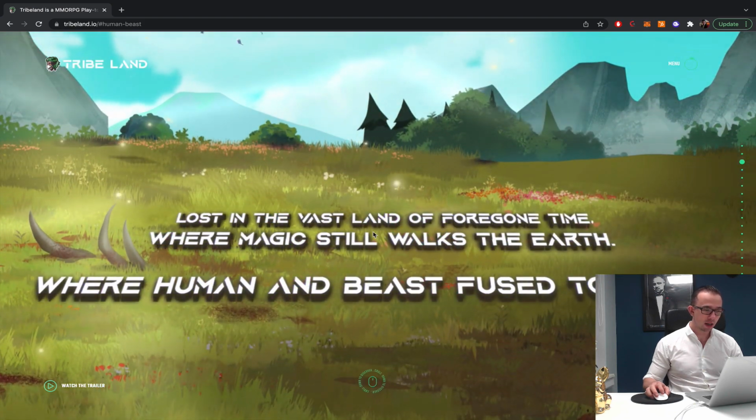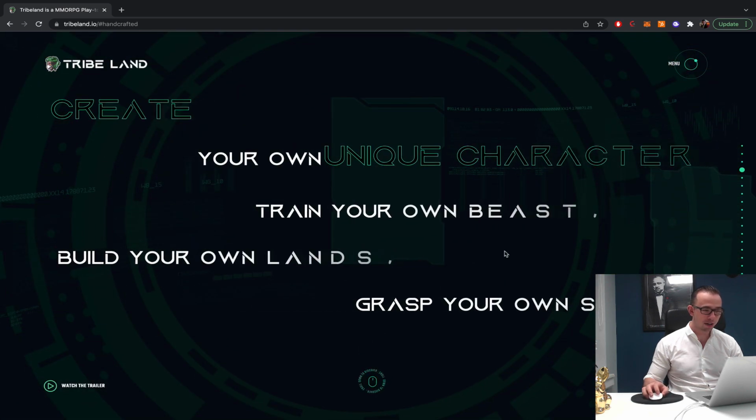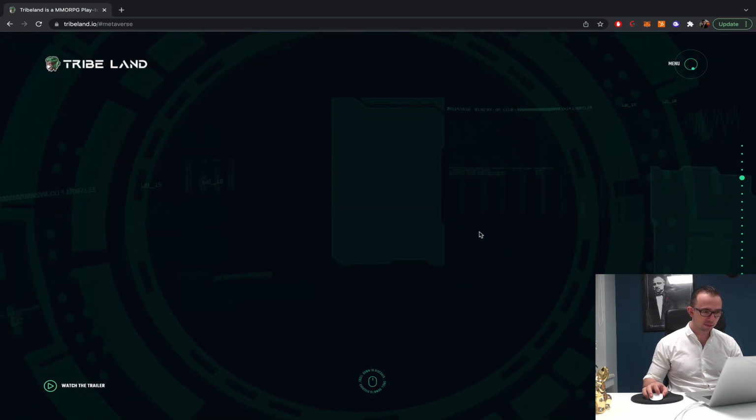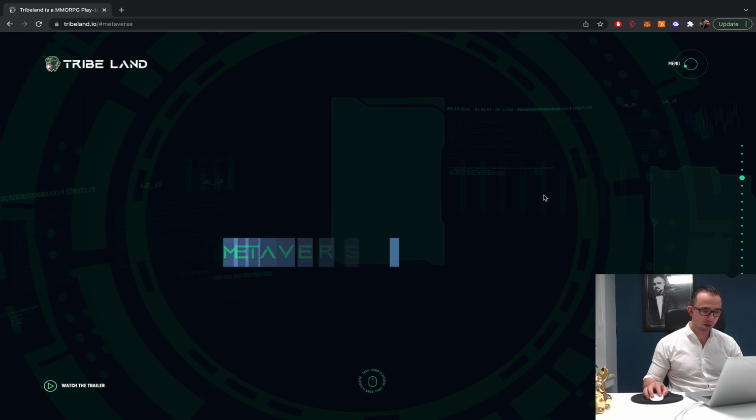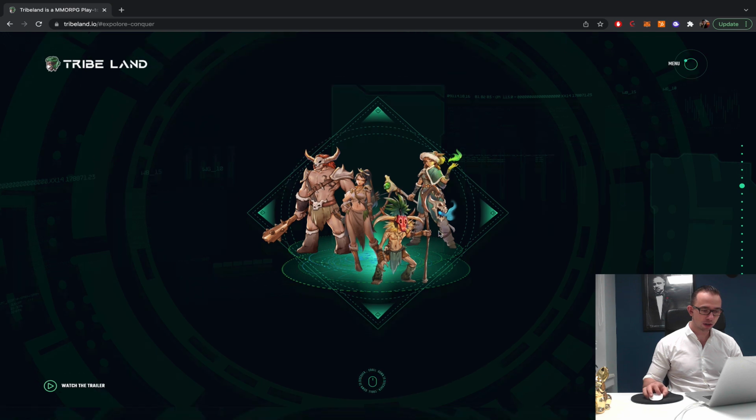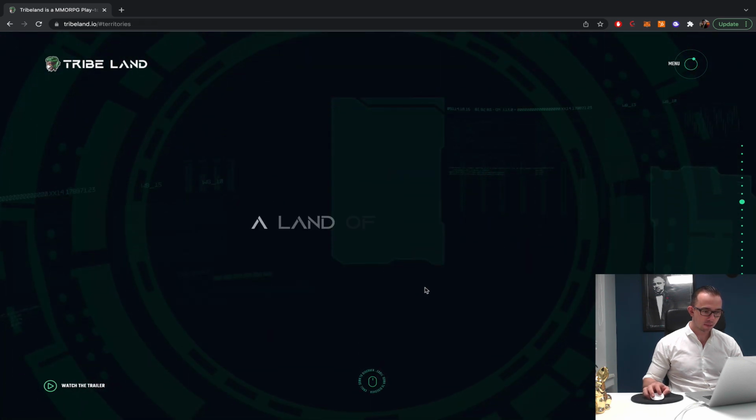It's fast as well. Lost in the vast land, forgotten time where magic still... It moves a little too fast for me to be able to read it, but it looks good. Create your own unique character, train your own beast, build your own lands, grasp your own spells. Metaverse feature. Okay. Can I move the mouse as well? No, that's it. Then these are, I assume, the starting characters. Then we have explore and conquer the riches of the ancient metaverse now. A land of your own that you can hold.